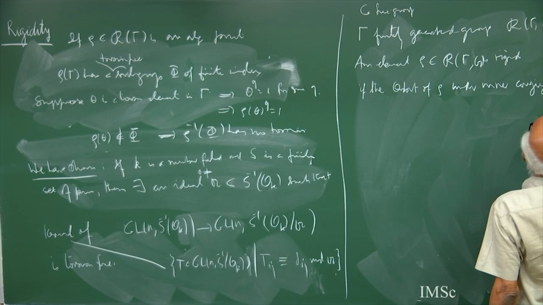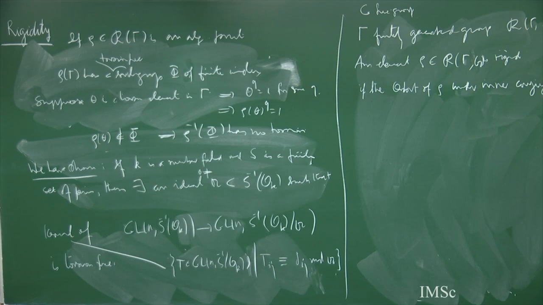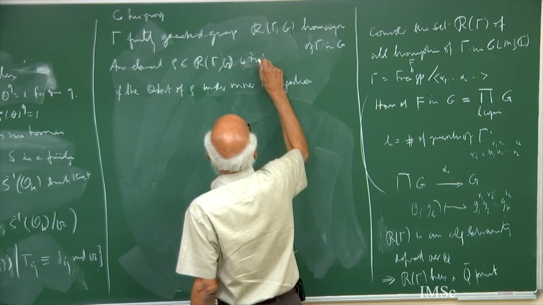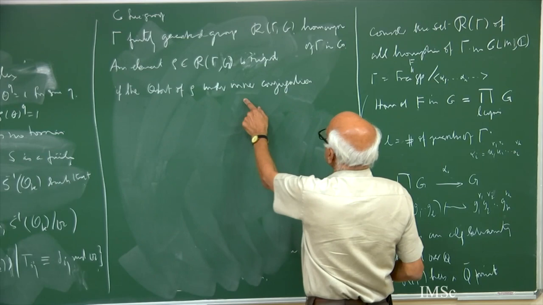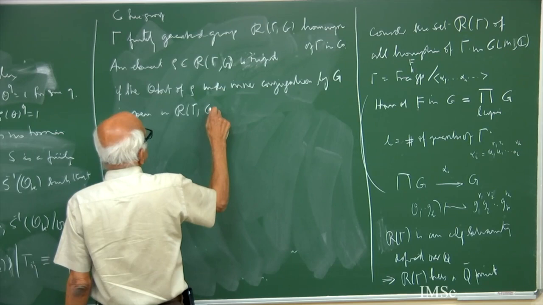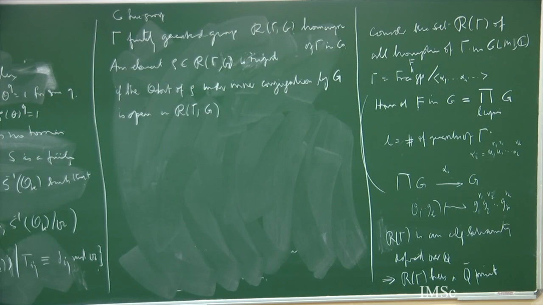Exactly as here, if G is an algebraic group, Hom(Γ, G) acquires the structure of an algebraic variety. In any case, it has a natural structure of topological space. An element ρ in Hom(Γ, G) is rigid if the following happens: if the orbit of ρ under the inner conjugation by G is open in Hom(Γ, G). That is, every homomorphism close to ρ comes from ρ by inner conjugation by G.